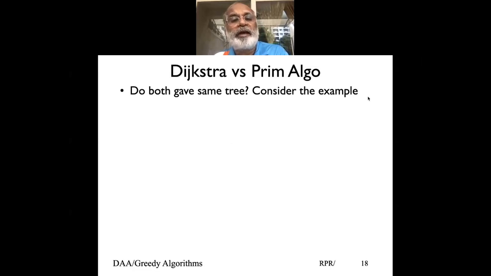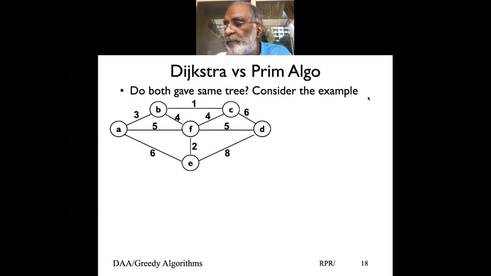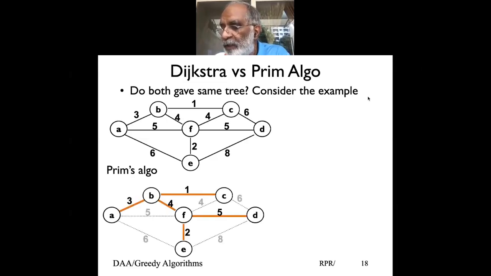Understand the difference between Dijkstra versus Prim algorithm. Prim is for minimum cost spanning tree. Dijkstra is single source shortest path. Though both of these give you a kind of tree, the two trees could be completely different. Let's take the example we have taken. If you were to run the Prim algorithm, that's the tree we get.